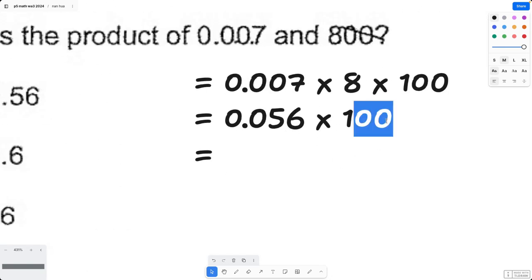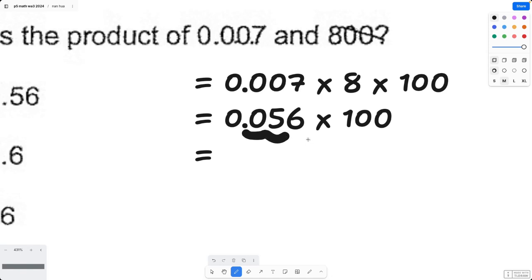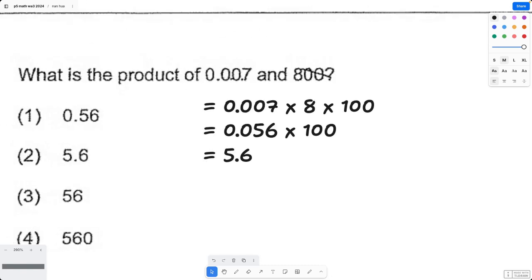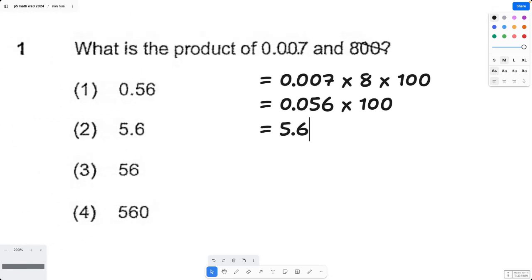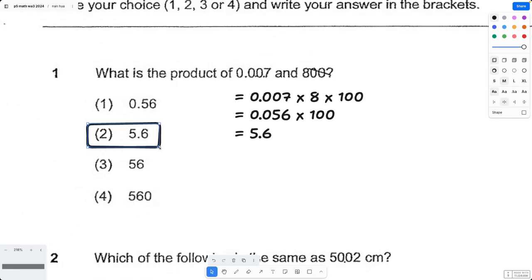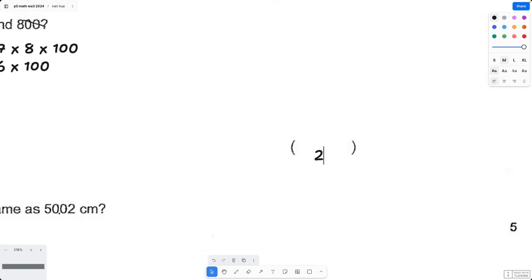With this, what can we do? We count the two zeros over here, and then our decimal place will move to the right two times because there are two zeros. So we move 1 and 2. The new decimal place will be in between 5 and 6. Therefore, the answer is 5.6. So the answer is option number 2. And there you go, option number 2 for question 1.